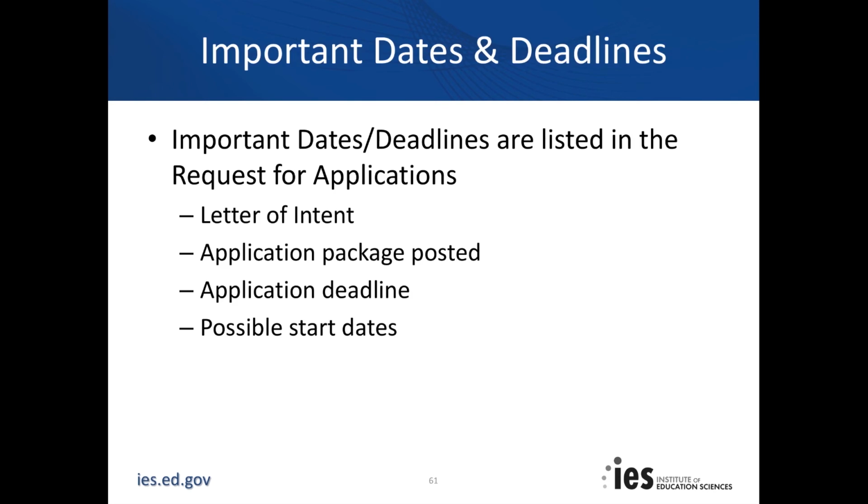The important dates and deadlines are listed in the request for application. First would be the letter of intent. You submit it electronically, laying out who the partnership is and what work you intend to do. The program officers use these to give you some feedback on your research idea, and the Standards and Review Office uses them to estimate how many grant applications will come in and what topic areas are being addressed, and this helps them in planning the peer reviewers.